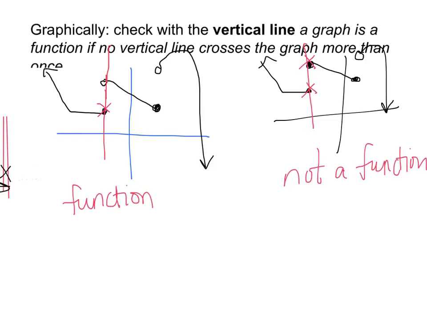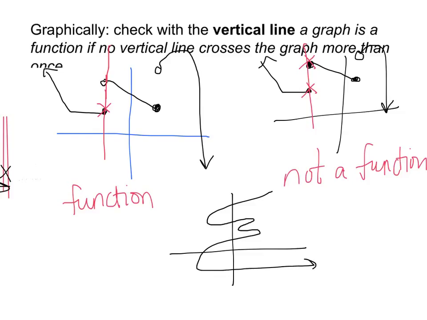And then I wanted to do one more graph. Let's do something that looks like this. Hopefully you look at this graph right away and you say, it is not a function. You can pick almost any place on this graph and it'll pass through more than one point. On this particular line, it passed through 4 points. So again, this one is not a function.